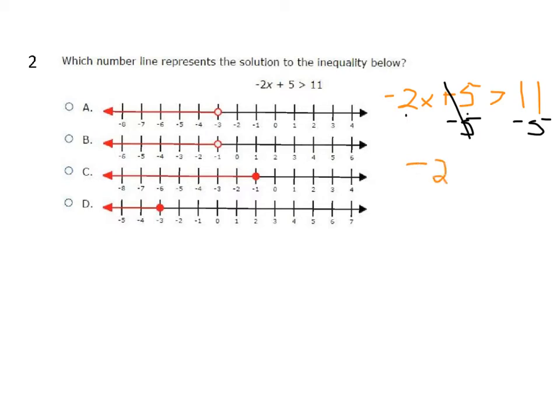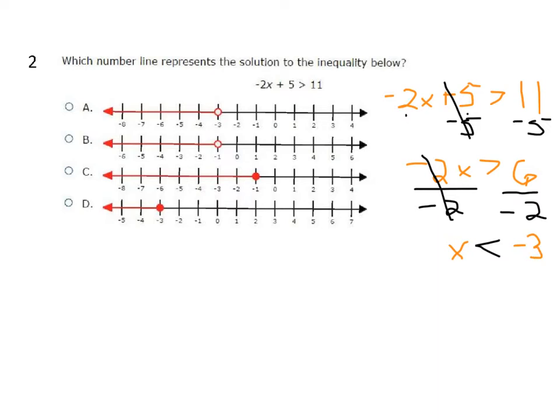That leaves me with negative 2x is greater than 11 minus 5, which is 6. And then I have to divide both sides by negative 2, the coefficient in front of x. And because I divided both sides by a negative number, that inequality is going to flip to a less than. And then I'm just left with x on the left side, and 6 divided by negative 2 is negative 3.